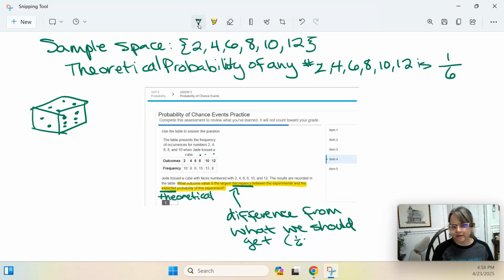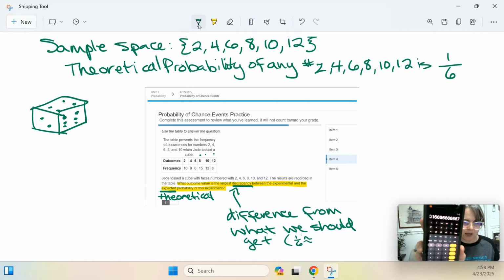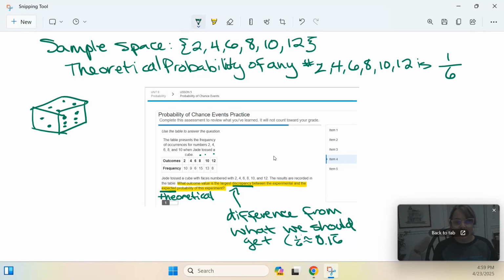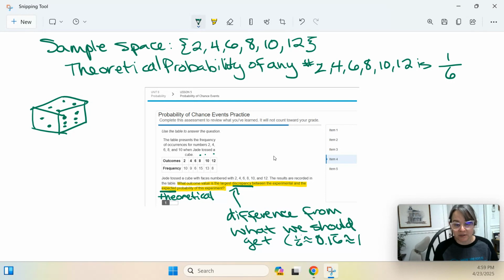Okay, let's go ahead and change that into a percentage here. I can take any decimal and turn it into percent with division. 1 divided by 6 is getting me 0.16 repeating, like that. And if I want to round this, I would round to the hundredths place and say this is about 17%.